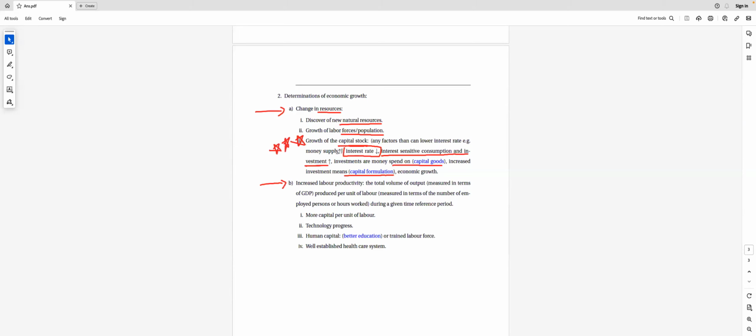Okay, so we have done the resource part. We mentioned how we can have more of each and every type of resource. Another fundamental determinant of economic growth is technology. In the field of economics, how can we measure it?